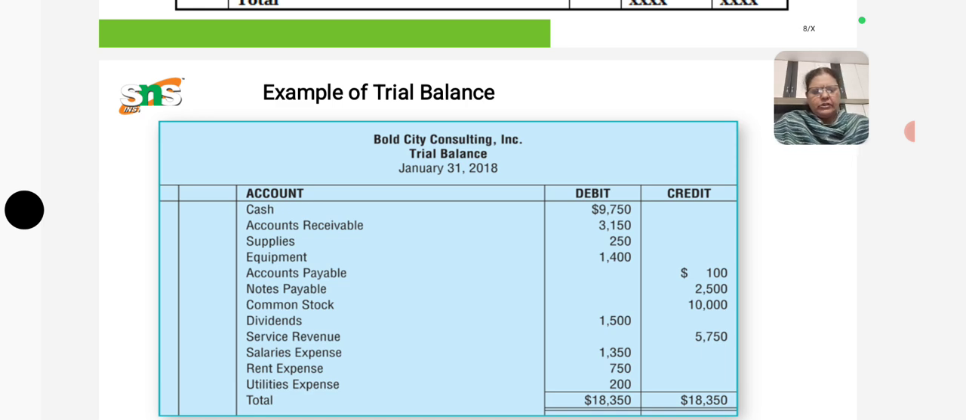So to conclude, a trial balance is an essential internal accounting statement. It ensures accuracy, summarizes ledger data, and prepares the foundation for creating final accounts. Each business must prepare a trial balance before finalizing financial statements.